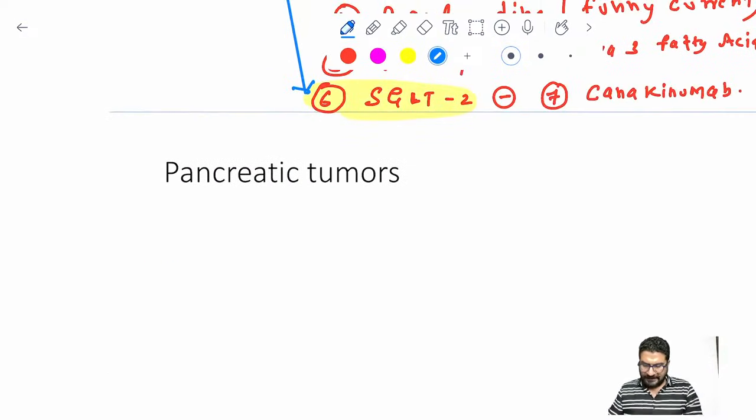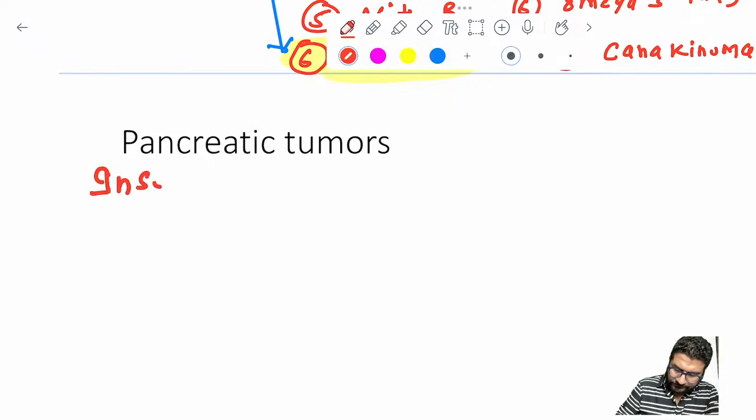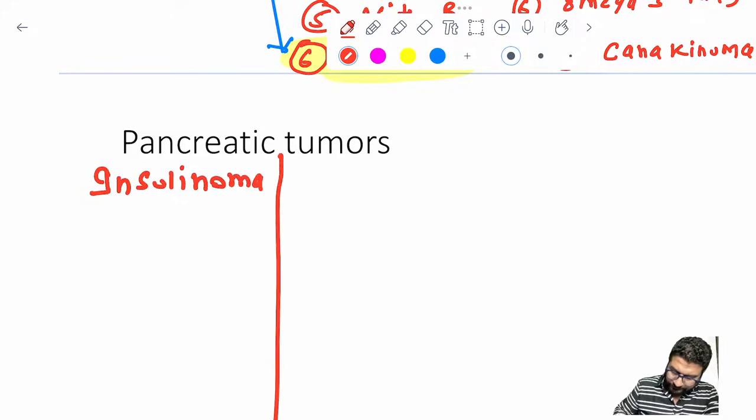Okay, now moving to pancreatic tumors. Now look at this, because this is where they ask questions. They can ask you about different pancreatic tumors. So let's say we have insulinoma, then we have glucagonoma.